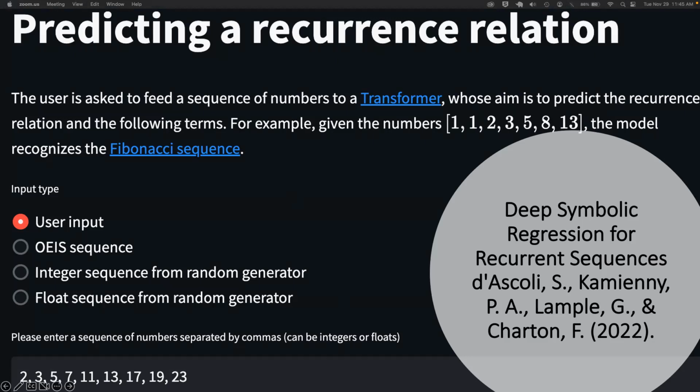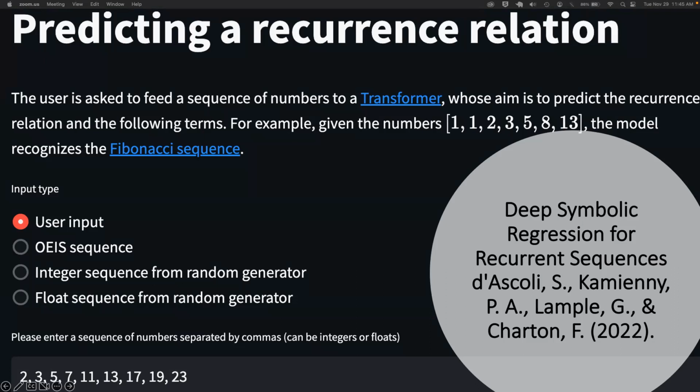So we can give a user input. I would select recurrence prediction so that I can give a bunch of numbers. And my favorite sequence of numbers is the prime numbers. So let me give a prime numbers list. I'll just give a few prime numbers like this, and I will ask the model to predict.